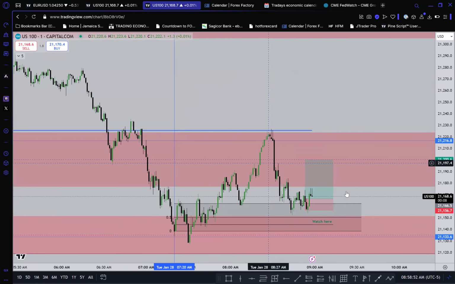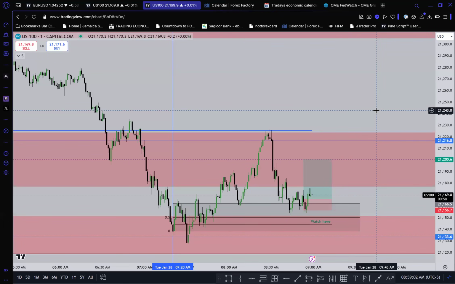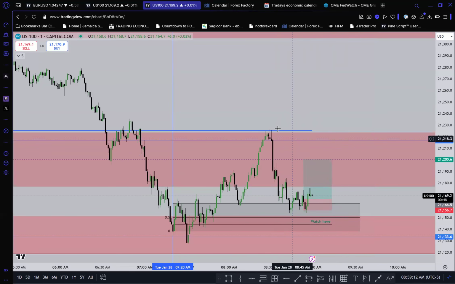The only issue is, am I too early? Are we going to get a 9 o'clock sweeping H1 lows and then it runs? Or is it going to be a straight out of Jump Street type of delivery? The only thing that has me thinking we could get a sweep of these lows is because this is below here.